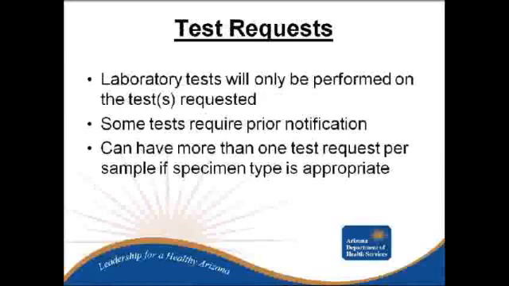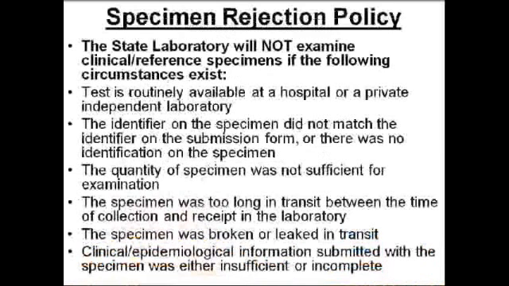So we have a specimen rejection policy here. We're not going to go over all of them. We're just going to highlight a few of them, mainly the ones that are the most common reasons for samples being rejected. Most of the time, it's either a specimen was broken or leaked during transit, or there was insufficient quantity of sample for testing, or the identifier was either not on the sample or the submission form at all, or they didn't match. So here is a list of some of the reasons that we will reject samples, and it's continued on the next page here.